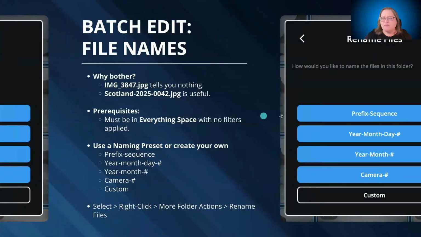But once you're in there, you can set up a prefix in a sequence. You can use any one of these presets, or you can create your own custom naming. So it's a really nice thing and makes things just a lot more useful if you have something mildly descriptive in that file name. Now, again, I'm going to be the first to say I don't do this on everything.